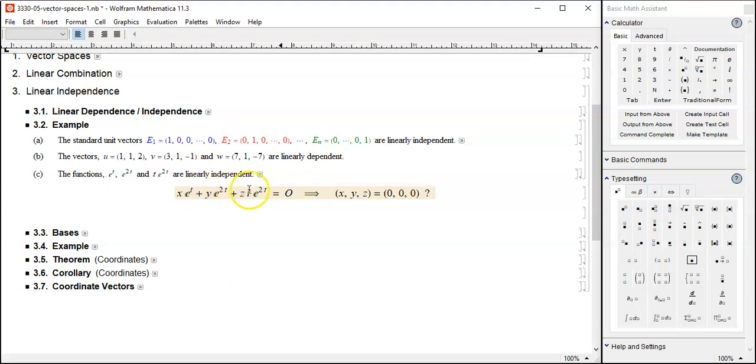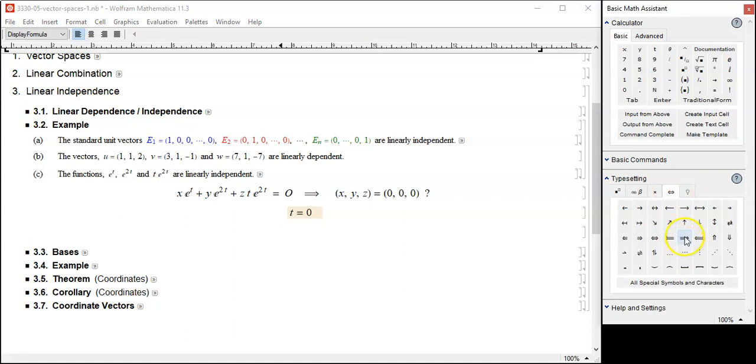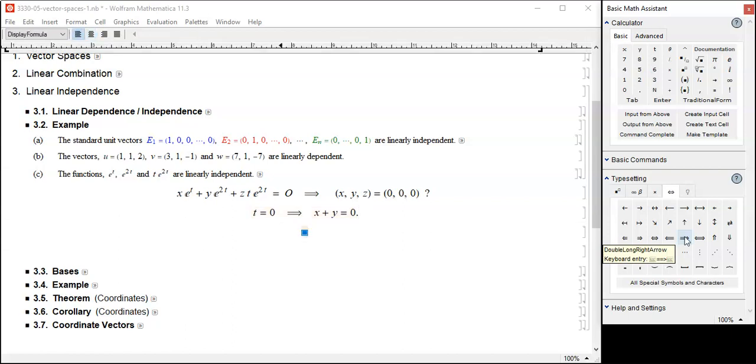Plug in t equals to some number, like t equal to 0. If I put t equal to 0, then what do I get? X times e to the 0 power is 1, good. Y times e to the 0 power is 1. Z times 0, so that goes out, that is equal to 0. That's what I'm getting. What if t is not 0?